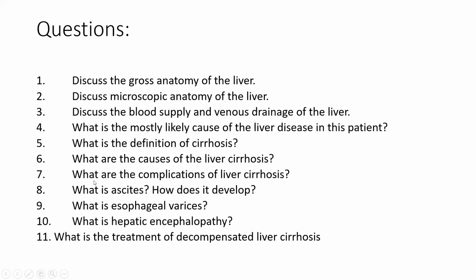Okay, this is just a repetition of: discuss the gross anatomy of the liver, discuss the microscopic anatomy of the liver, discuss the blood supply of the liver, venous circulation, most likely cause of this disease in this patient. We will go back to the anatomy, the microscopic anatomy and the blood supply. What do you think is the most likely cause of the liver disease in this patient? What do you think?